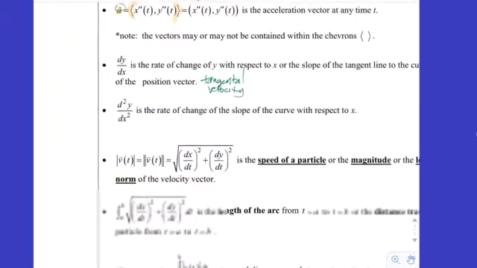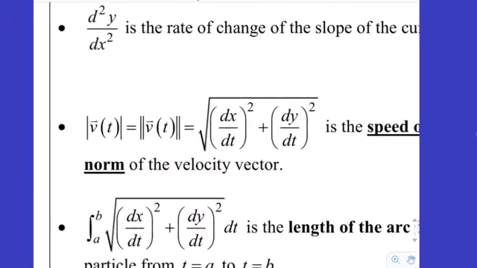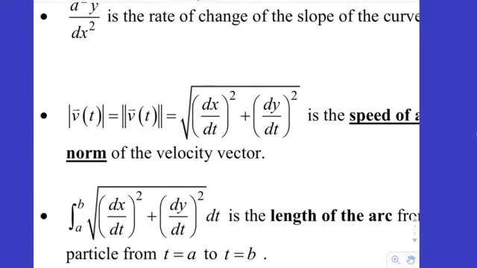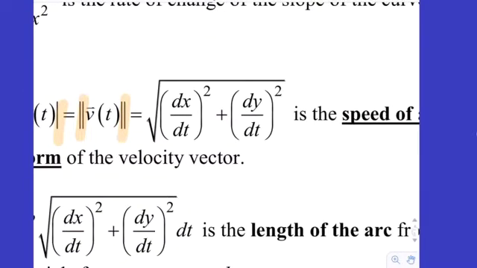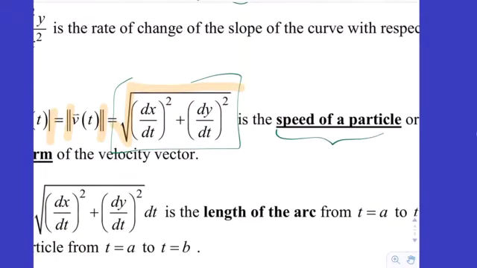The norm of the resultant vector, which I said you can write in single or double bars, is nothing more than the square root of x prime squared plus y prime squared. It's the Pythagorean theorem. Okay? This gives you the speed of the particle.